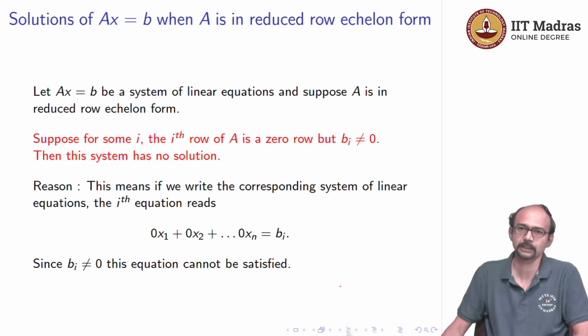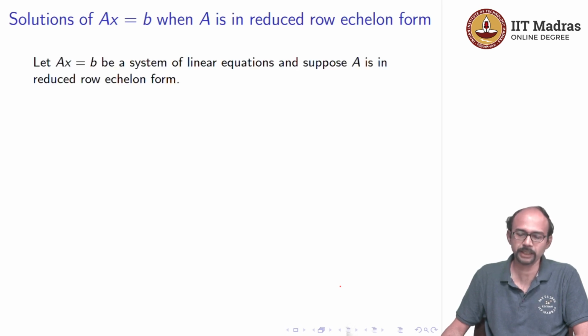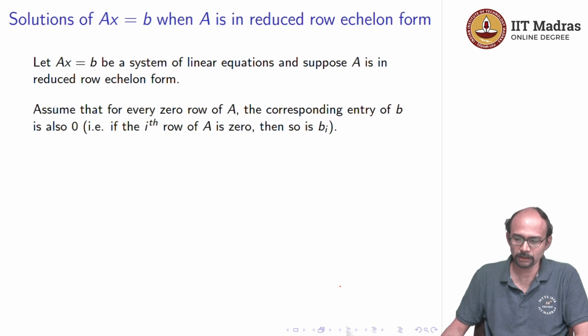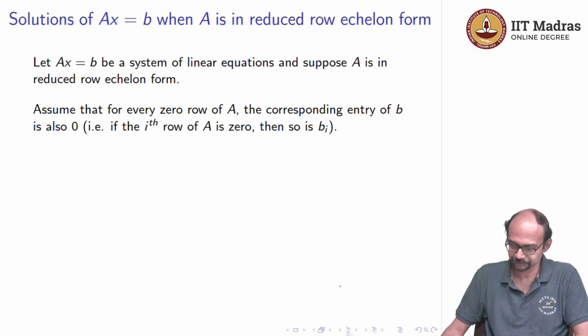Okay. So, now let us look at the case where such a thing does not happen, right. So, whenever we have 0 rows in A, then the corresponding constants bi are 0. Okay. So, solutions again. Suppose we have Ax is b and A is in reduced row echelon form. Assume that for every 0 row of A, the corresponding entry of b is also 0. So, that means if the ith row of A is 0, then bi is also 0. Okay. Then we can apply the procedure that we saw in the examples that we did before.